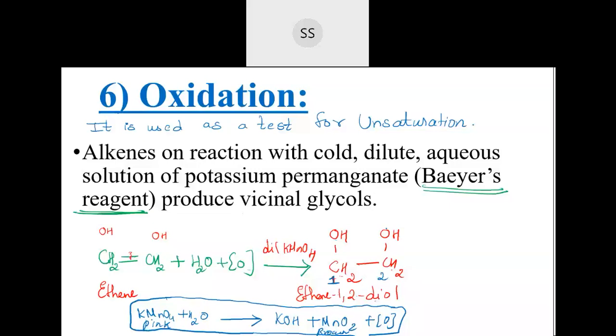We have written that O because it's a reactive, nascent oxygen, single oxygen. It is not stable one. It's not in the O2 form. O2 is a stable compound. This is actually the free radical of oxygen. So we write it in the bracket, indicating that it's a reactive one. It's free radical oxygen, highly reactive, which is produced by KMnO4.